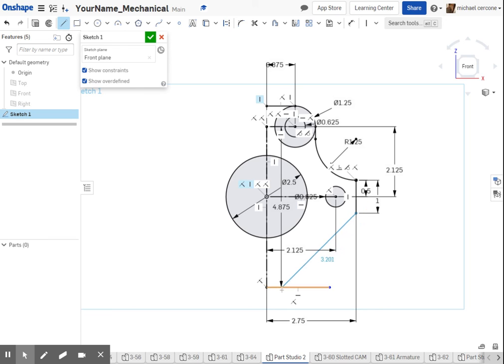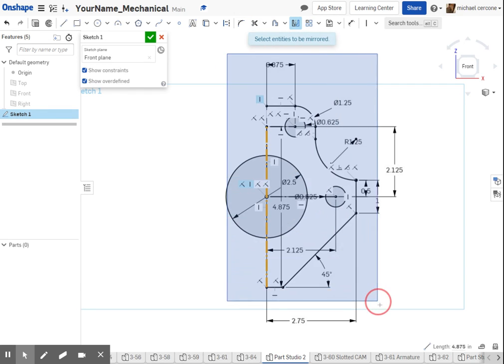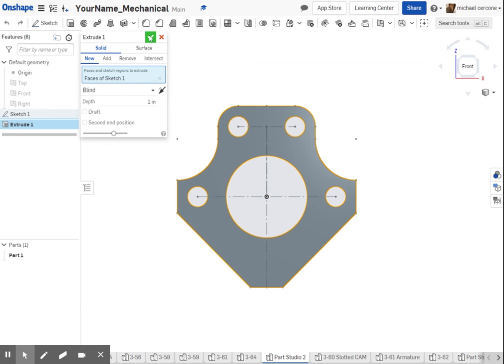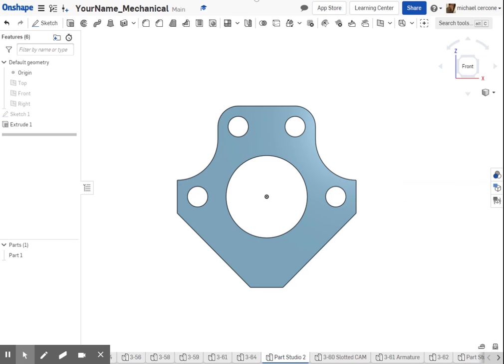I know that this line here is 45 degrees and it intersects this line. So if I now dimension this at either 135 or 45, I can get the entire thing. Trim this piece, and now mirror to the opposite side. So I'm selecting my mirror line, selecting my geometry, and extruding. And that is 364.